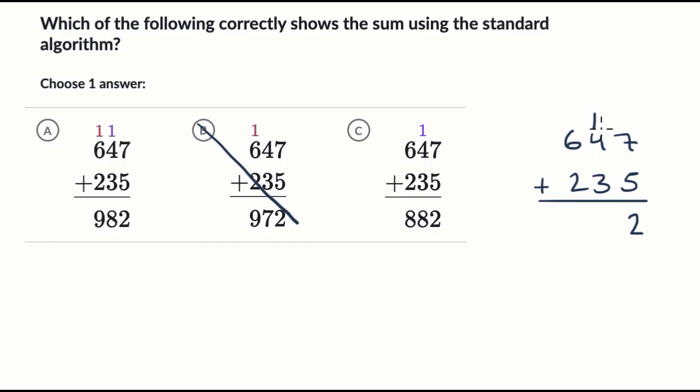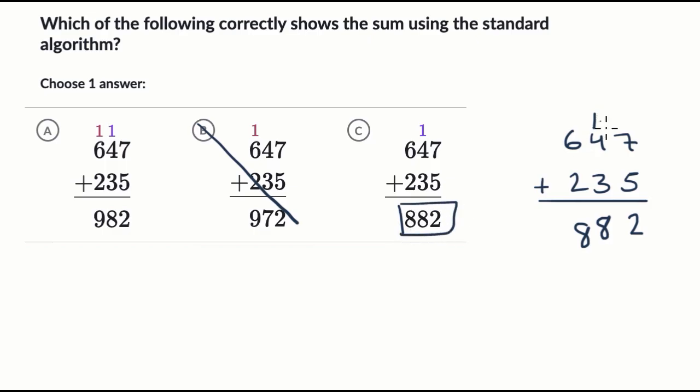So we have 110 plus 410. So 1 plus 4 is 5, plus 3 is 8 tens. No need to do any regrouping. And then 6 hundreds plus 2 hundreds is 8 hundreds. So the answer is 882. So we know that that checks out there.